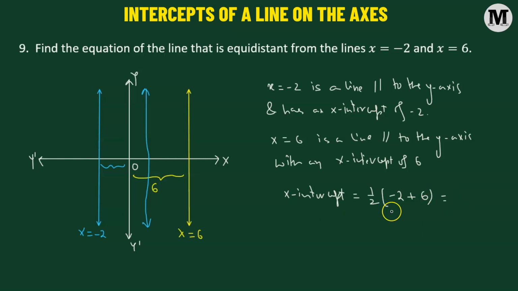So that means we have 4/2, which equals 2, and therefore the equation of that line is going to be x equals 2. So this is the equation of the line. This is the line which is parallel to the y-axis and it has an x-intercept of 2 units. And this particular line is going to be equidistant from x equals -2 and x equals +6. Let's go to the next problem.